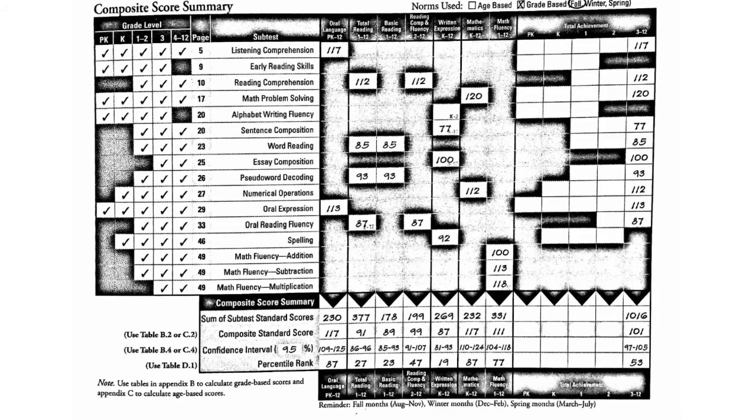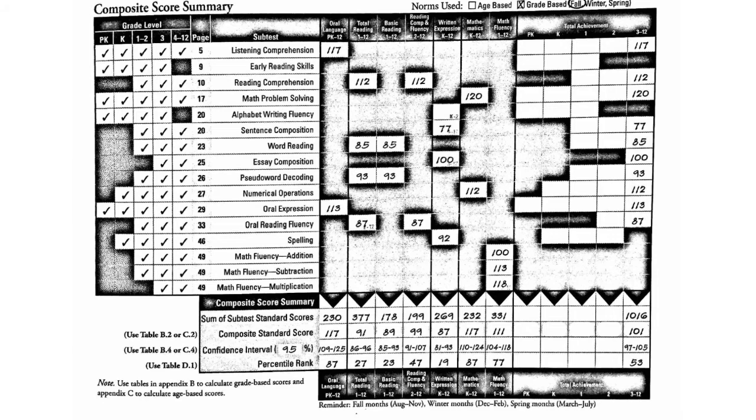We can look across those different composite standard scores and see that the two areas of weakness for this student are written expression and basic reading, with standard scores of 87 and 89, still within the average range, but approaching one standard deviation below the mean, so definitely in that low average range of performance. All the others are either above average or well within the average range, so we wouldn't be concerned so much about those.